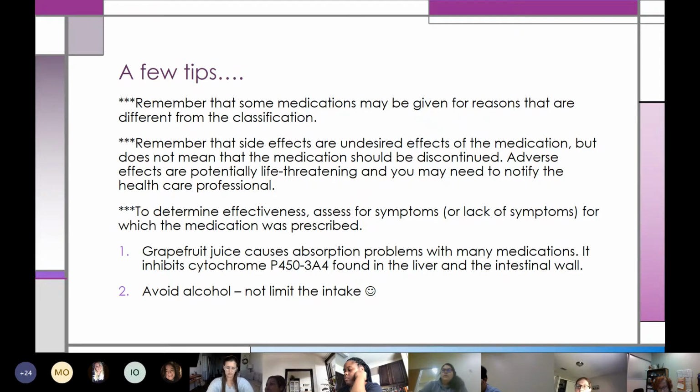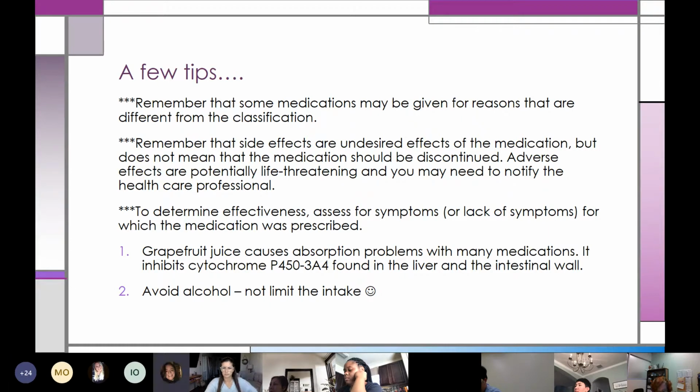Know also that there's a difference between side effects and adverse effects, and I put the definitions there for you. All right. Usually adverse effects are the ones that are potentially life-threatening. All right. Now, if you want to determine the effectiveness, and again, a lot of these concepts are written within your questions on your NCLEX and your ATI questions, you're going to assess for symptoms, or you're going to assess for a lack of symptoms, right? For the reason the medication was prescribed.